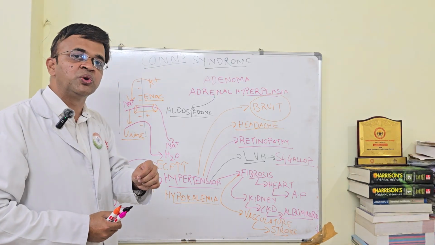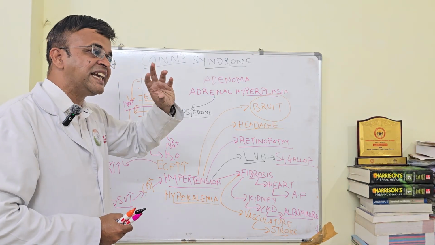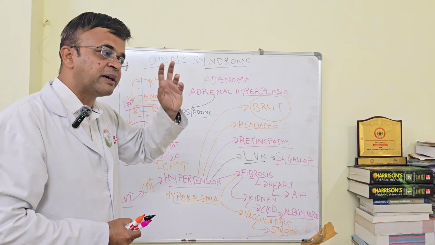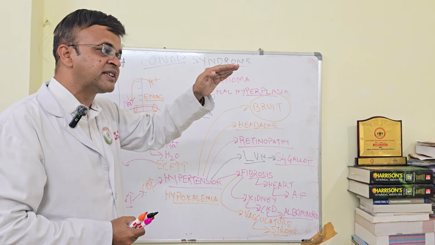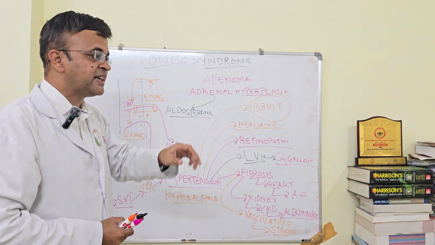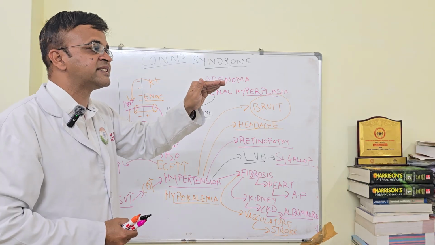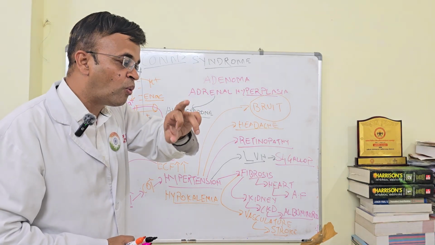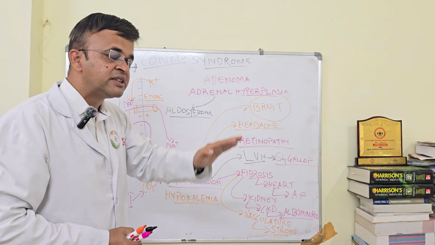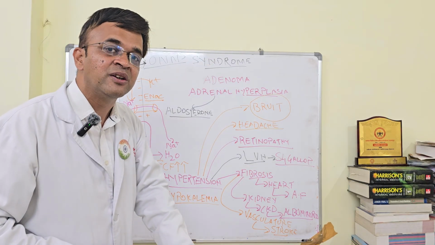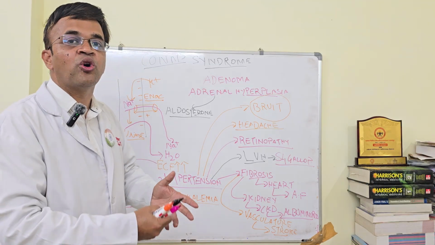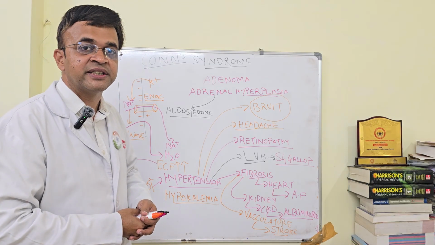What will hypokalemia do? Hypokalemia will increase the level of prostaglandins. When the prostaglandin level increases, it is going to suppress the level of adenyl cyclase. Since the level of adenyl cyclase is suppressed, ATP won't get converted into cyclic AMP. If the level of cyclic AMP goes down, the level of protein kinase A will also go down, and you won't have recruitment of aquaporin 2 channels.